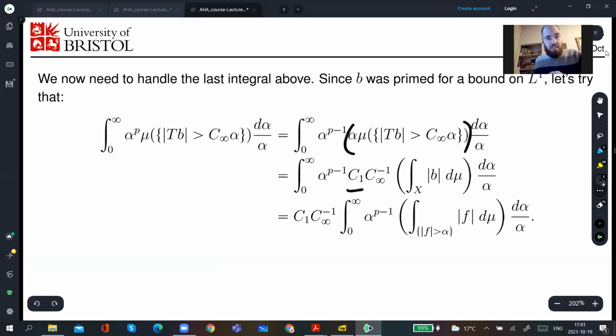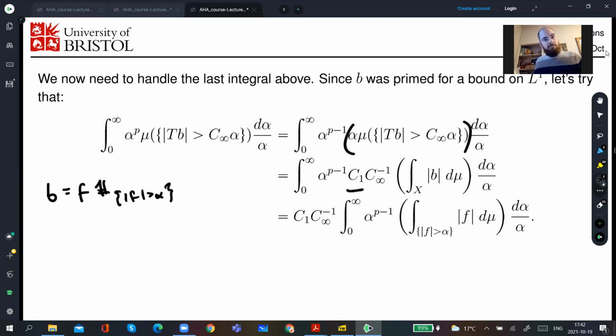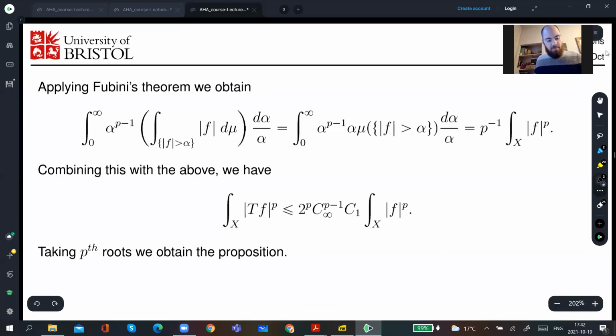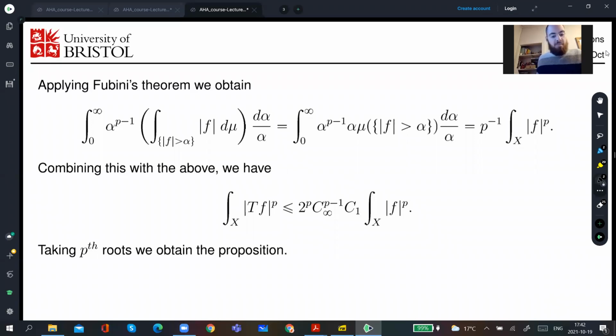And all I've lost is a factor of C1, but I've picked up a power of alpha, or I've overcome that. And then this just gives you the following integral by, again, the vertical layer cake decomposition, or Fubini's theorem. And that was because B was just defined as F times the indicator where F is bigger than alpha. Now, we haven't done much other than plug in definitions. And great, so Fubini's theorem saves the day.